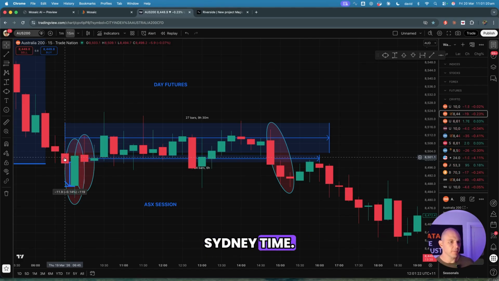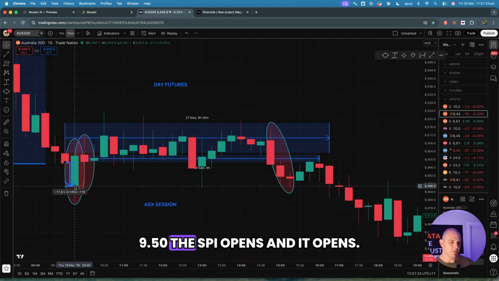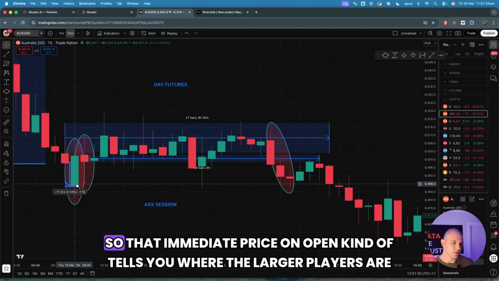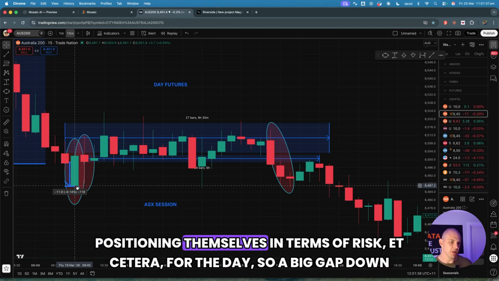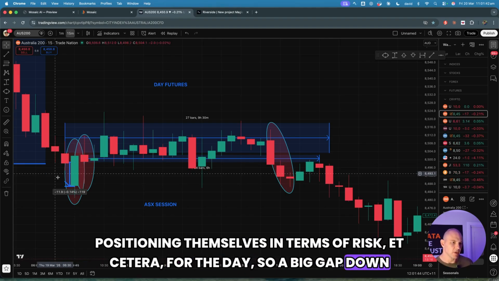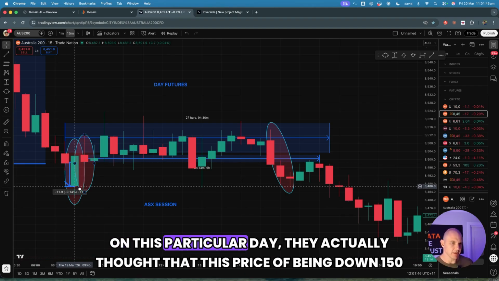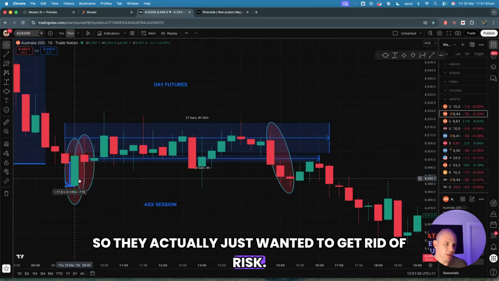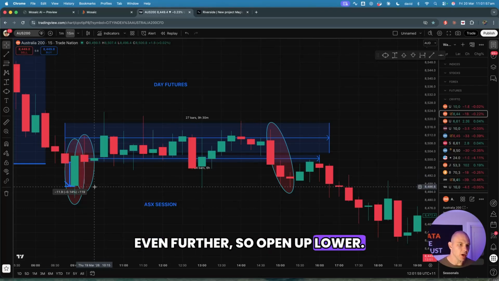p.m. Sydney time. Okay, 9:50 the SPY opens, and it opens through an auction. So that immediate price on open kind of tells you where the larger players are positioning themselves in terms of risk, etc. for the day. So big gap down here. On this particular day, they actually thought that this price of being down 150 points was not bearish enough. Okay, so they actually just wanted to get rid of risk even further, so it opened up lower.